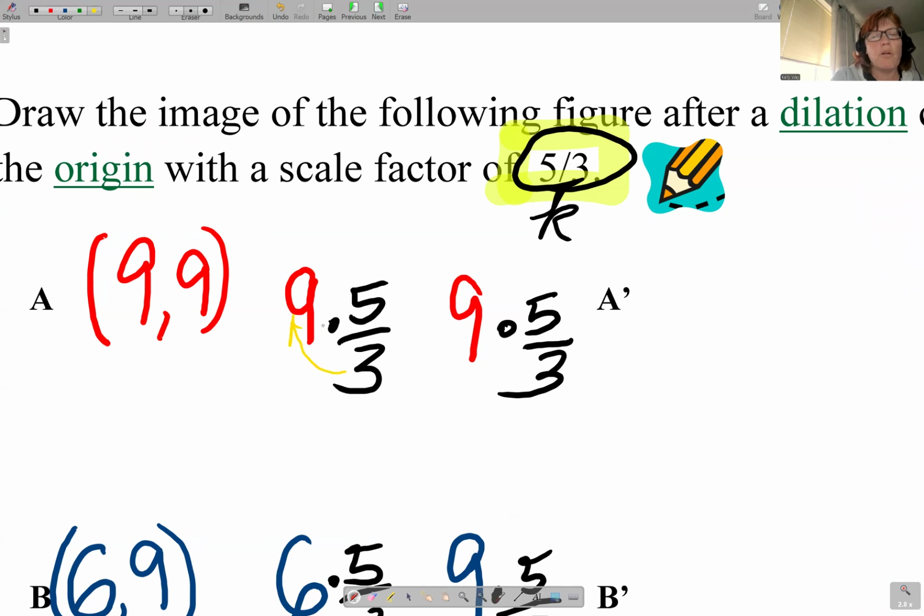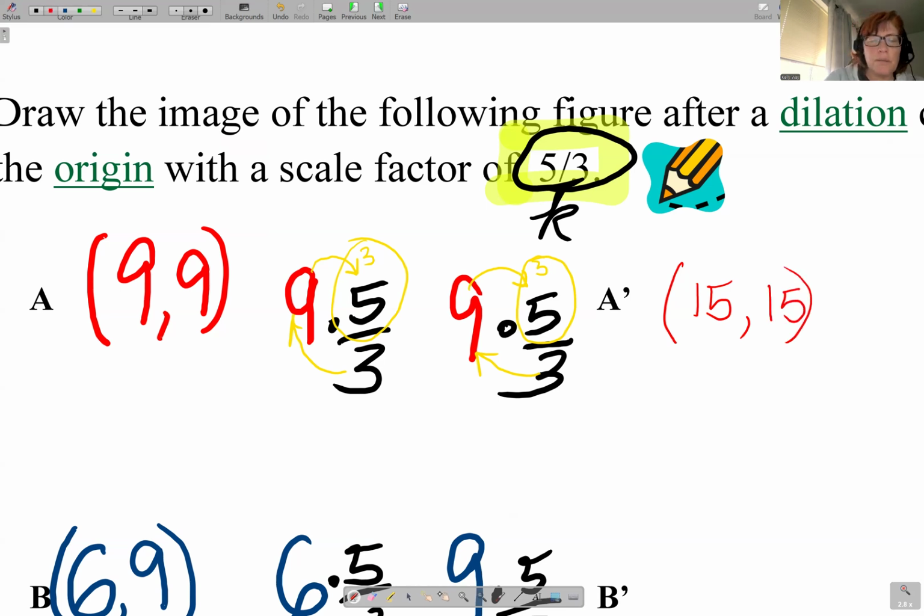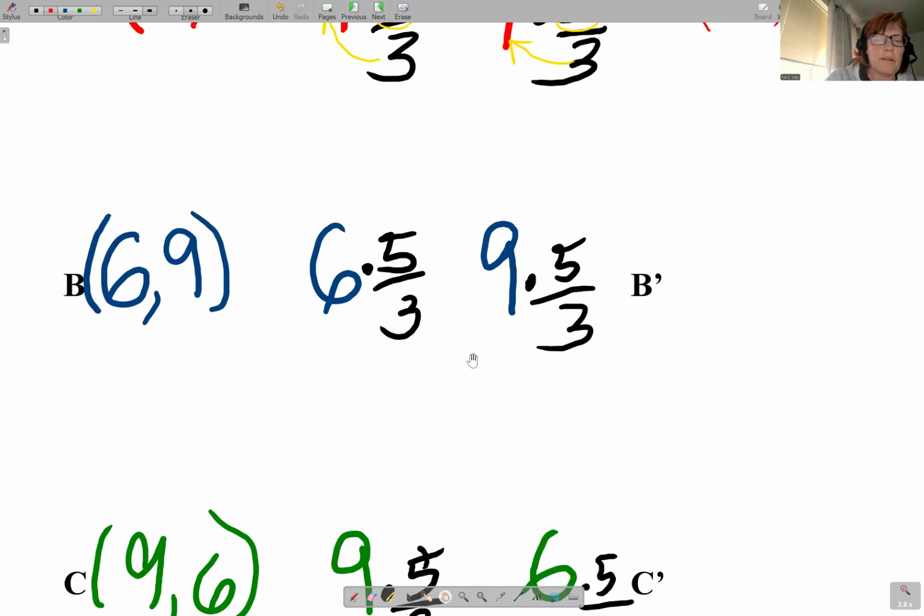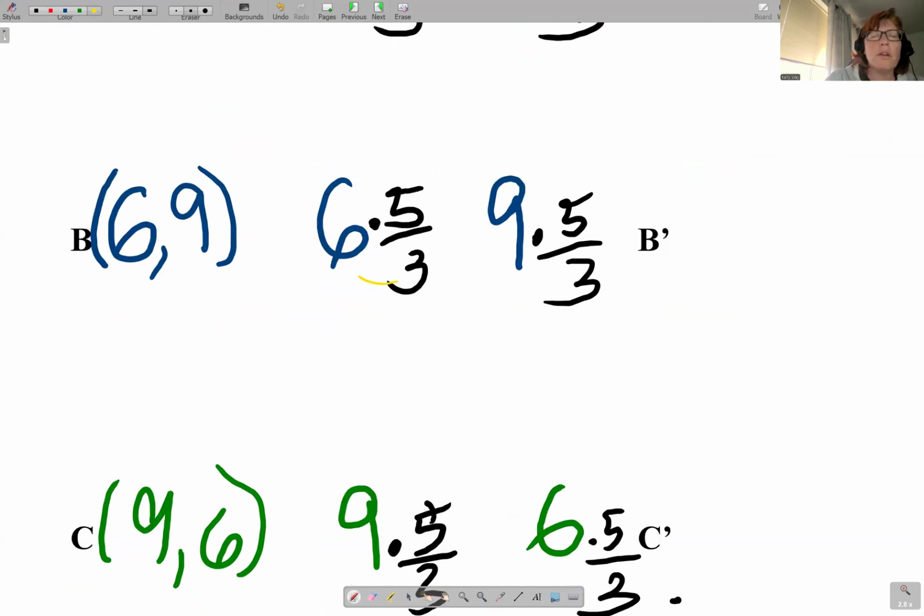3, arrow in. 3 goes into 9 3 times. So a little arrow out, put a little baby 3 there. And then you do 3 times 5. And that is going to be 15. Arrow in, 3 goes into 9 3 times. 3 times 5 is 15. Arrow in, 3 goes into 6 twice. Arrow out, put a little 2 there. 2 times 5. That makes this 10.